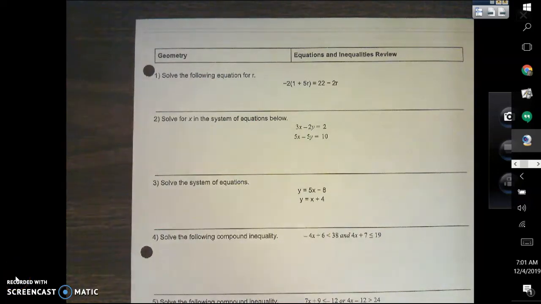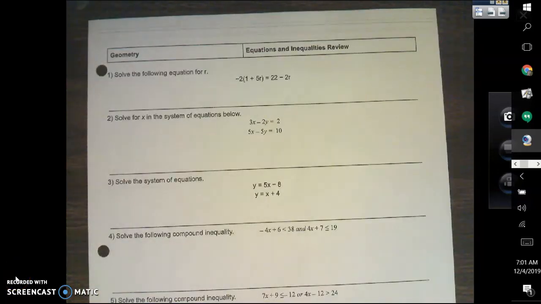Welcome back, ladies and gentlemen. So here we have a review for our equations and inequalities. Okay, so here we go. Solve the following equation for R.